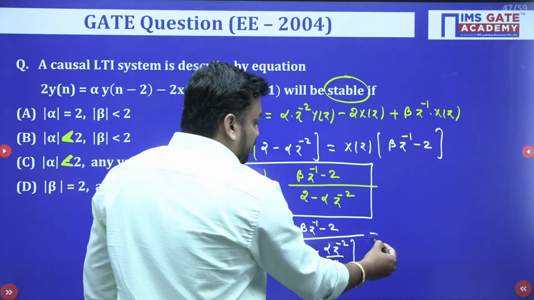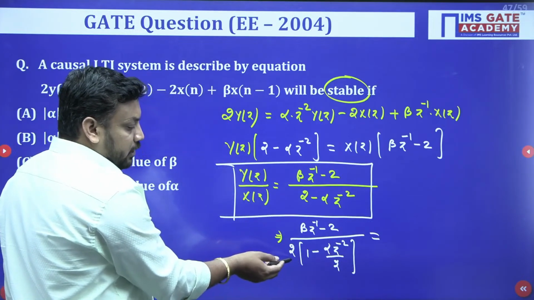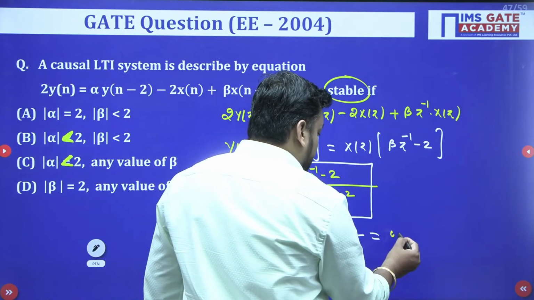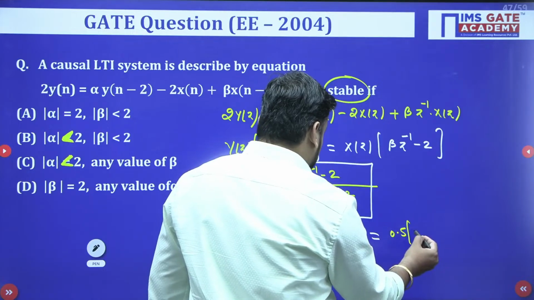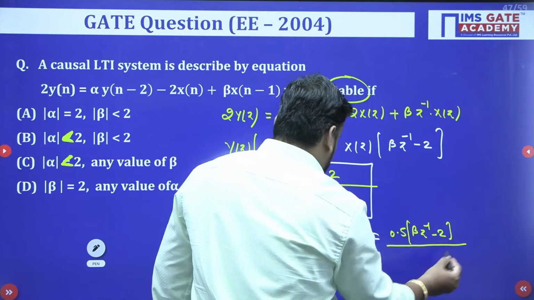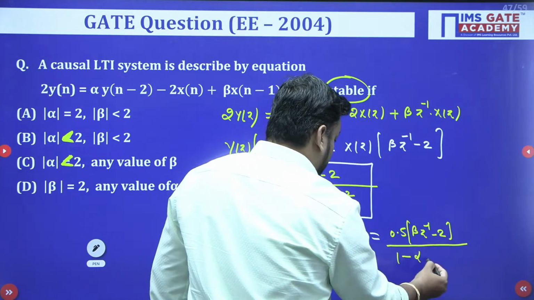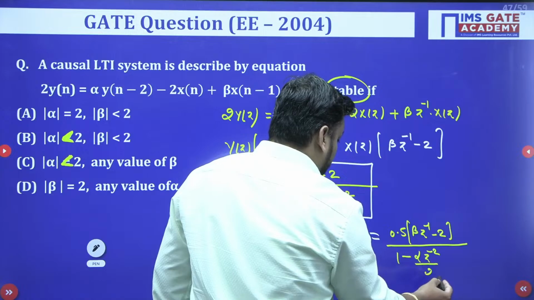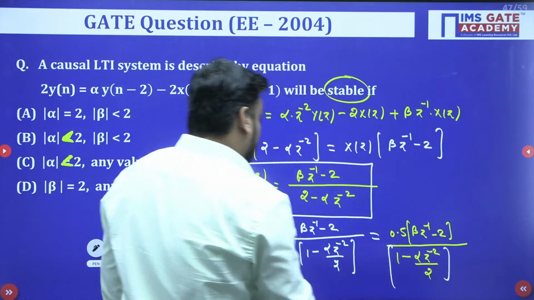And this complete equation I can rewrite. I am just considering this 2 into the next. So I am writing here 0.5, that is 1 by 2, and beta z inverse minus 2 upon 1 minus alpha z minus 2 upon 2.